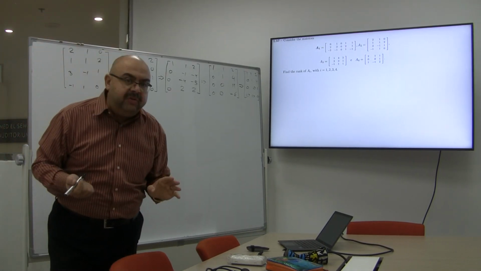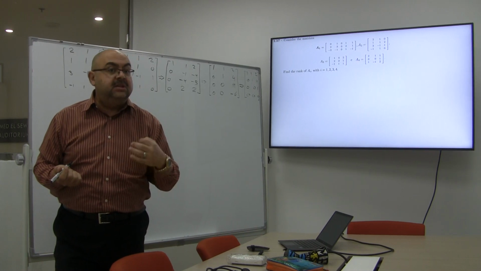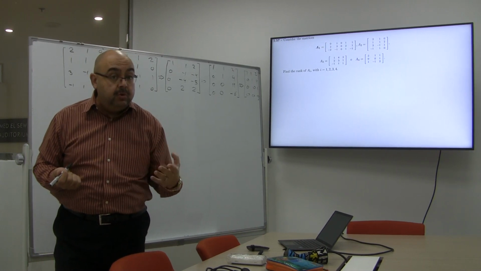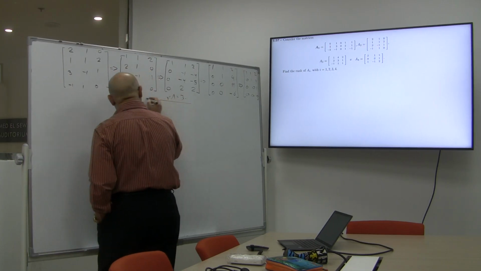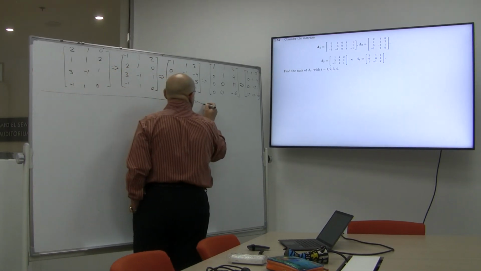What is the definition of a rank? The definition of a rank is the number of non-zero rows. So, R of A equals 3. You should check this once more.